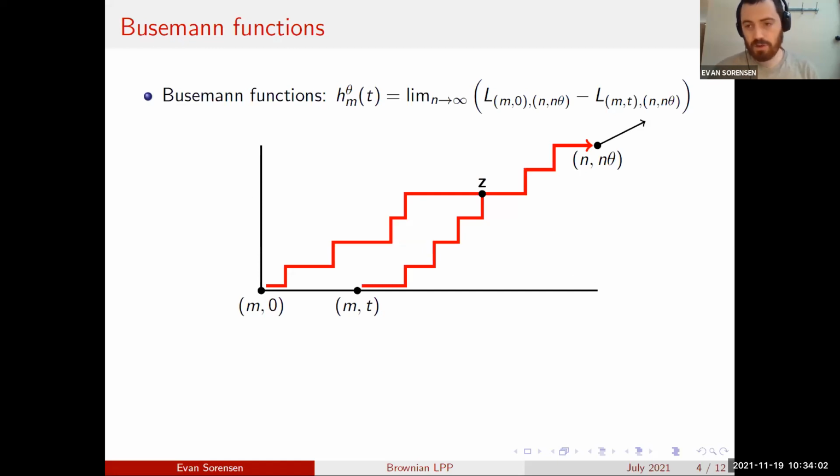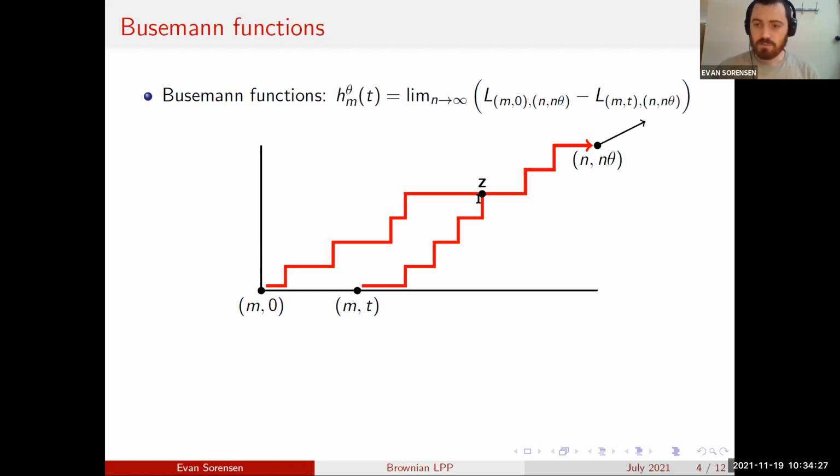Let me just give a heuristic why these should exist. The geodesics will tend to coalesce much earlier than the terminal point, at least for n large. So we'll call this coalescence point Z. Now, as n changes, this coalescence point could change, but it makes sense that it should stay around the same. And so the difference of last passage times is just the difference of last passage times up to this point Z. And so it makes sense, at least heuristically, why these limits should exist.